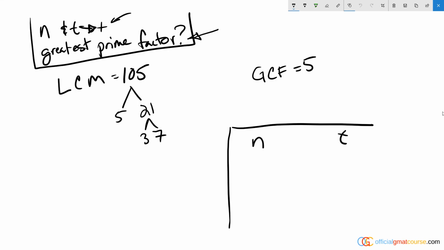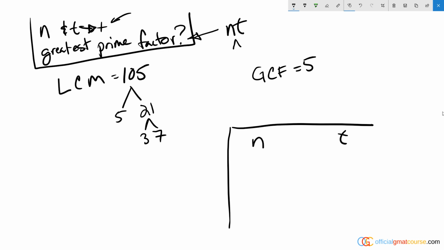Right, so we've got an interesting question here looking at positive integers n and t, and we're trying to find the greatest prime factor of the product nt, the multiplication of these two. Now, logically, the greatest prime factor of nt is going to be the greatest prime number that was a factor of either n or t.